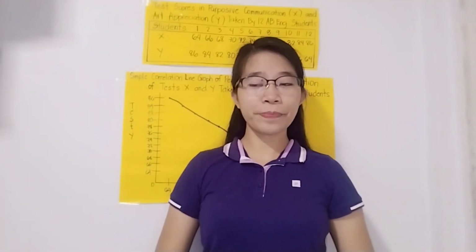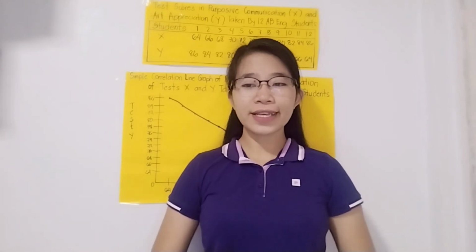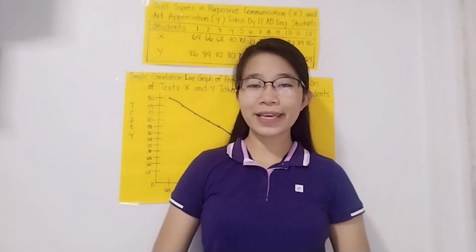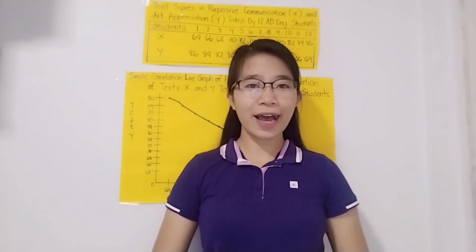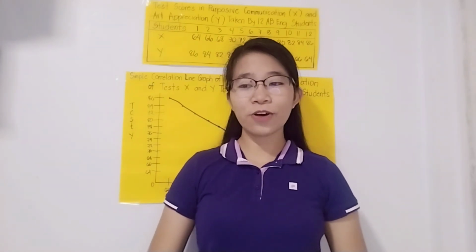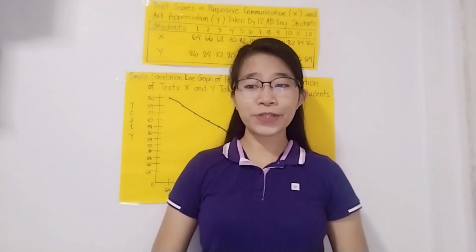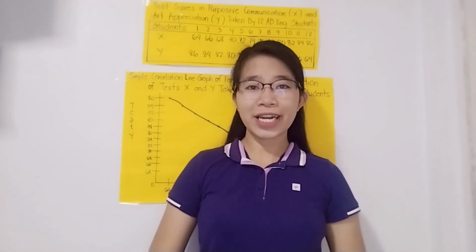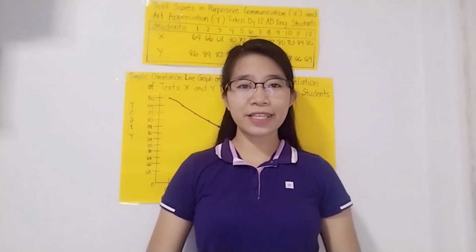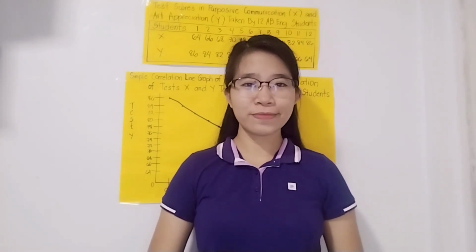To sum up my report, a perfect negative correlation means the relationship that exists between two variables is opposite all the time. Like in my example, the student who got the highest score in purposive communication, which is the test X, got the lowest score in art appreciation or the test Y. And take note, situations like this rarely happen. Lastly, keep in mind that a perfect negative correlation is represented by the value -1.